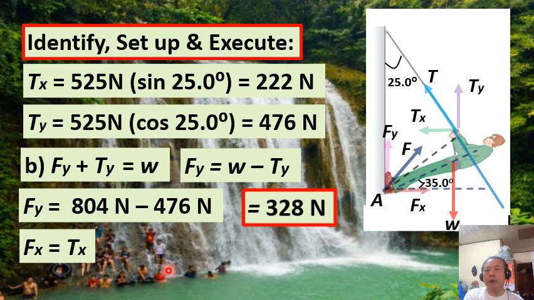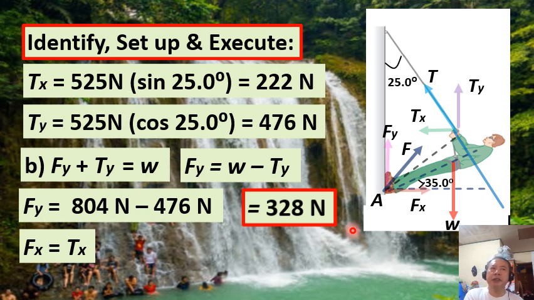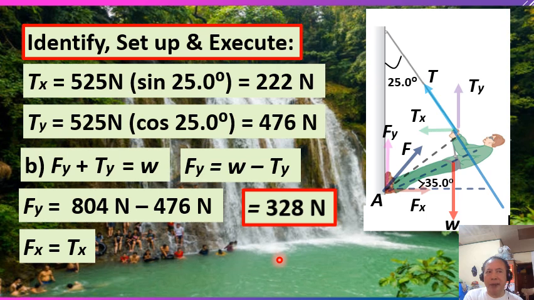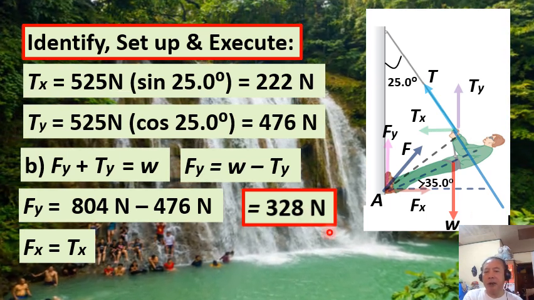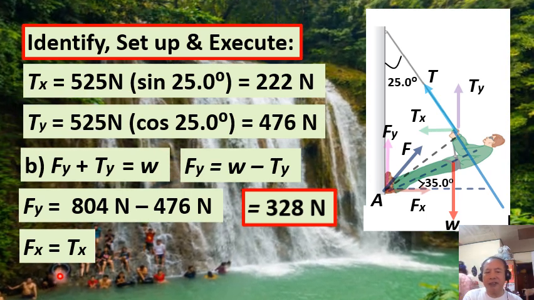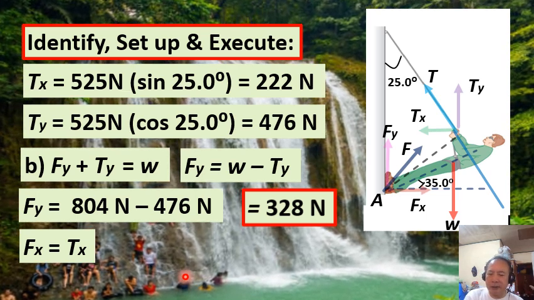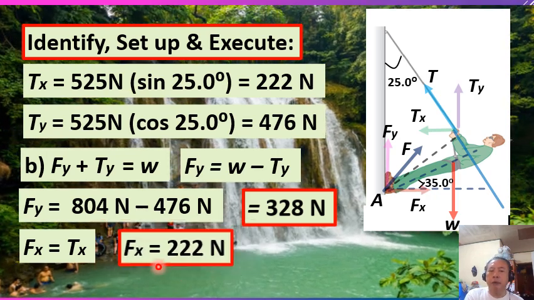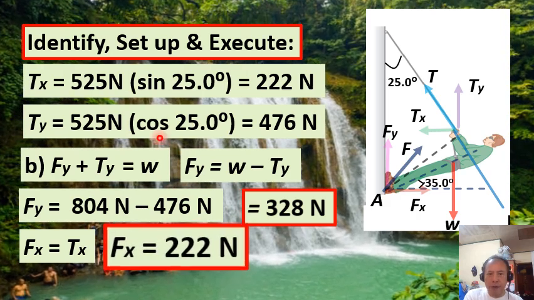Likewise, for the x component of the force F, there are only two forces along the horizontal, right? The x component of F and the x component of the tension T. But since they are in opposite directions, that means the magnitude of the force Fx is just equal to the magnitude of the force Tx. That is, Fx must be equal to 222 newtons, also in three significant figures.